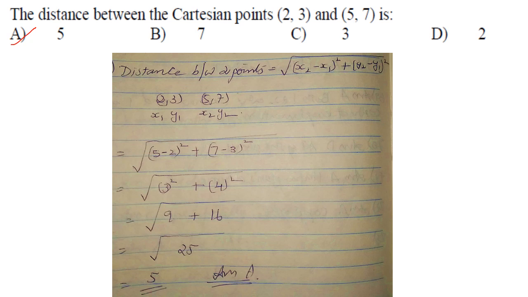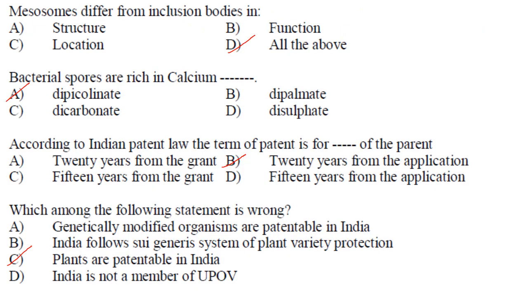Then next one. The distance between Cartesian points (2, 3) and (5, 7) is. These are just your basic maths questions. So distance between 2 points is given by square root of (x2 minus x1) the whole square plus (y2 minus y1) the whole square. So here x1 and y1 are 2 and 3, and 5 and 7 are x2 and y2. Substitute in the formula, you will get answer 5. Answer is option A. Then next one.